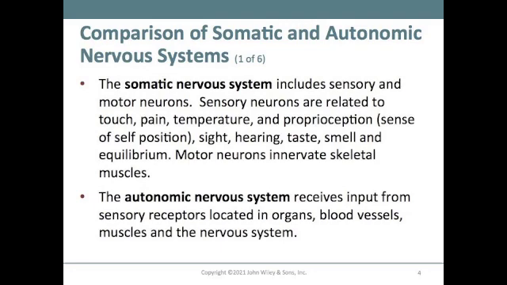On the other hand, the autonomic nervous system receives input from sensory receptors located in organs, blood vessels, muscles, and the nervous system. So you can see there's a little bit of a contrast between the two different types of nervous systems that we have.